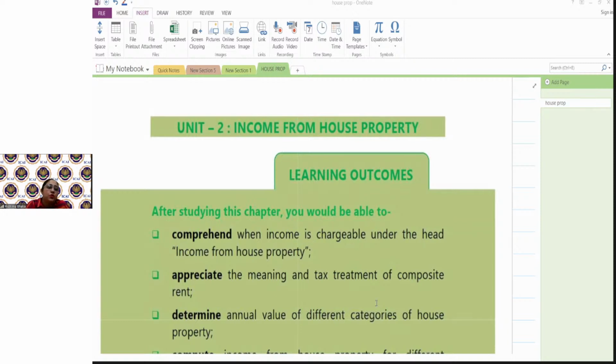As you all know, there are five heads of income: salaries, income from house property, profits and gains of business or profession, income from capital gains, and income from other sources. So this second head, I think, is a very easy one, a very nice one to understand. So let's begin.